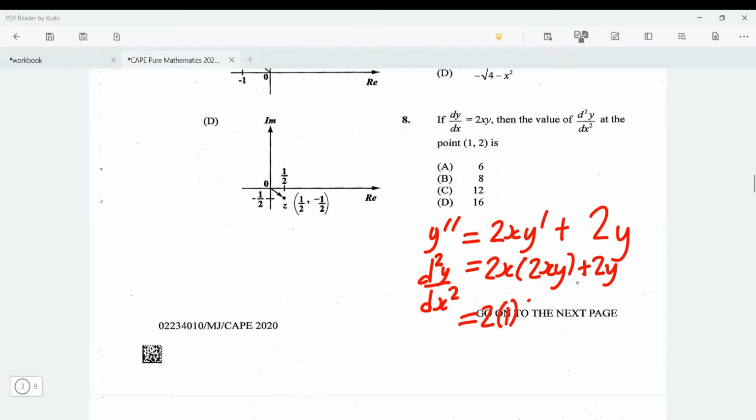2 times 1 times 2 times 1 times 2 plus 2 times 2. 2 times 2 is 4. 4 times 2 is 8. So that's 8 plus 2 times 2, which is 4. 8 plus 4 is 12. So that's option C. Nice. So that's question number 8, which is option C.